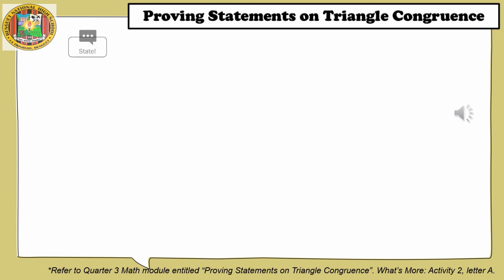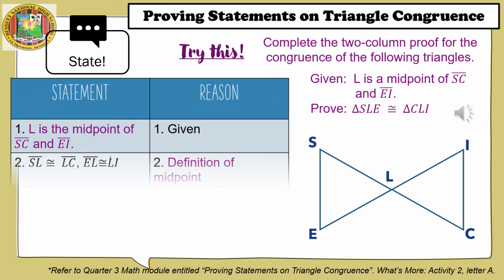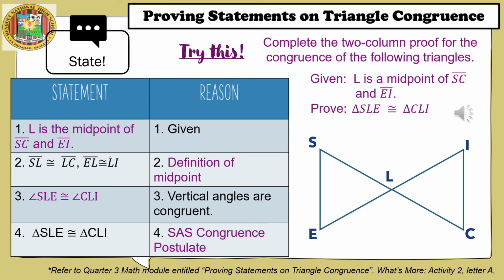Let us state our conclusions. To complete the proof for the congruence of triangles SLE and CLI, we created statements based on the definitions of midpoint and vertical angles. We also proved that two pairs of sides and a pair of included angles are congruent to each other, so that we use the SAS congruence postulate to prove the congruence of the two triangles.